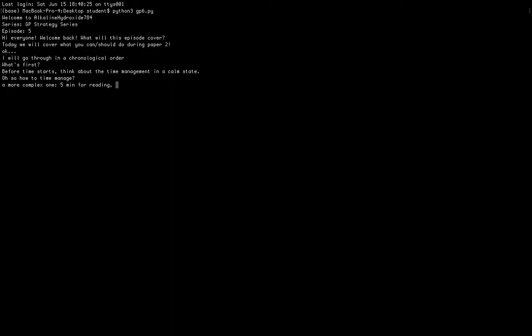You need about 5 minutes to read the passage properly. No skimming over the passage, don't do that. Skimming over the passage doesn't work. So just read it properly the first time round, and I'll tell you what you're supposed to do when you're reading the passage later on.